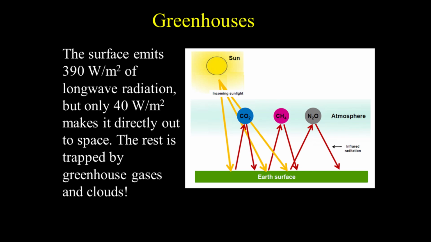Let's talk about greenhouses. The surface emits 390 watts per meter squared of long-wave radiation, but only 40 watts per meter squared makes it directly out to space. The rest is trapped by greenhouse gases and clouds.